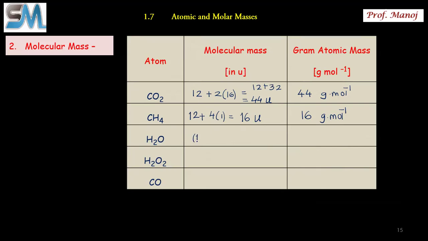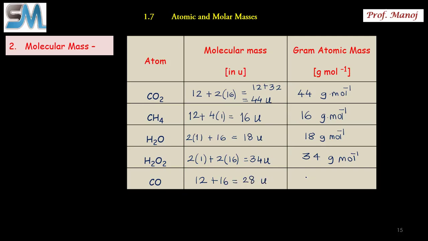Hydrogen's mass is 1, and there are 2 hydrogen with oxygen mass 16. So total mass becomes 18 U. In terms of gram atomic mass, it's 18 gram per mole. 2 hydrogen, each hydrogen 1. 2 oxygen, each oxygen 16. So it's going to be 32 plus 2, 34 U, or 34 gram per mole. Carbon is 12, oxygen is 16, 28 U, or 28 gram per mole.